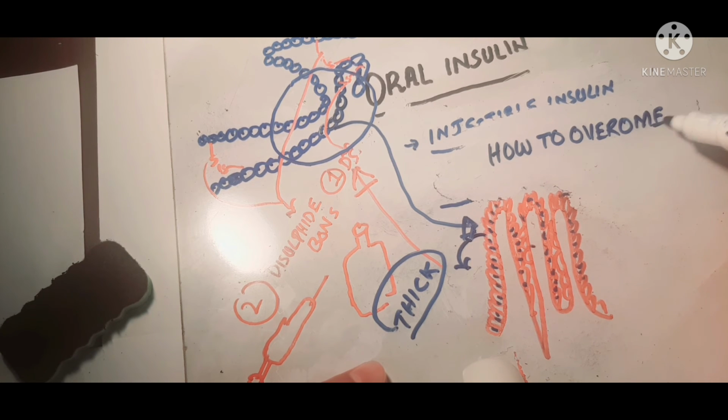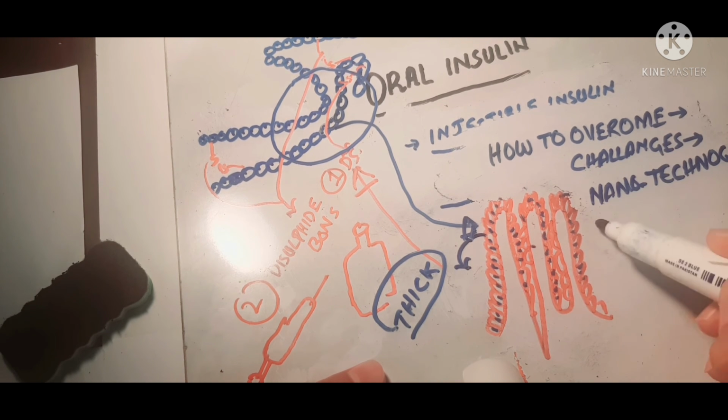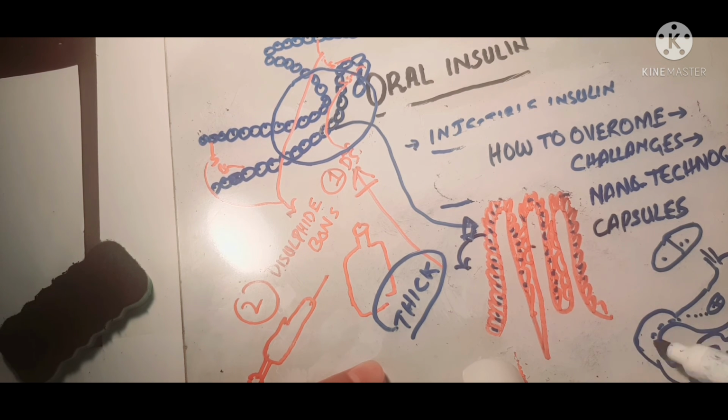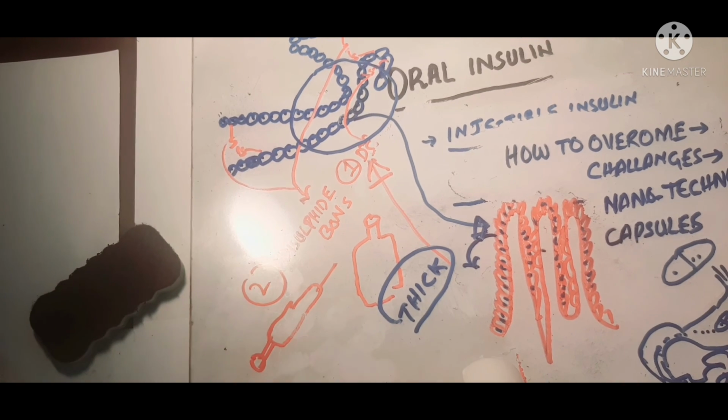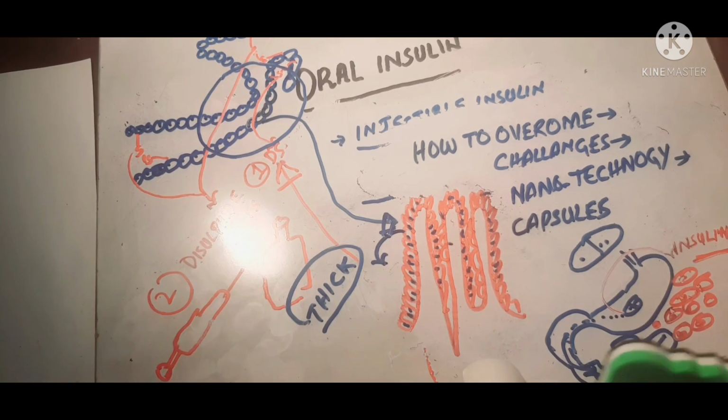Now, how to overcome these challenges? There is a nanotechnology which is still under research, that a small capsule should be formed in which the insulin is given. The capsule should be resistant to the stomach acids. But another challenge still is there, which is the thick wall of the small intestine. So when the capsule is taken, if it is absorbed through the small intestine, it will go to the bloodstream.